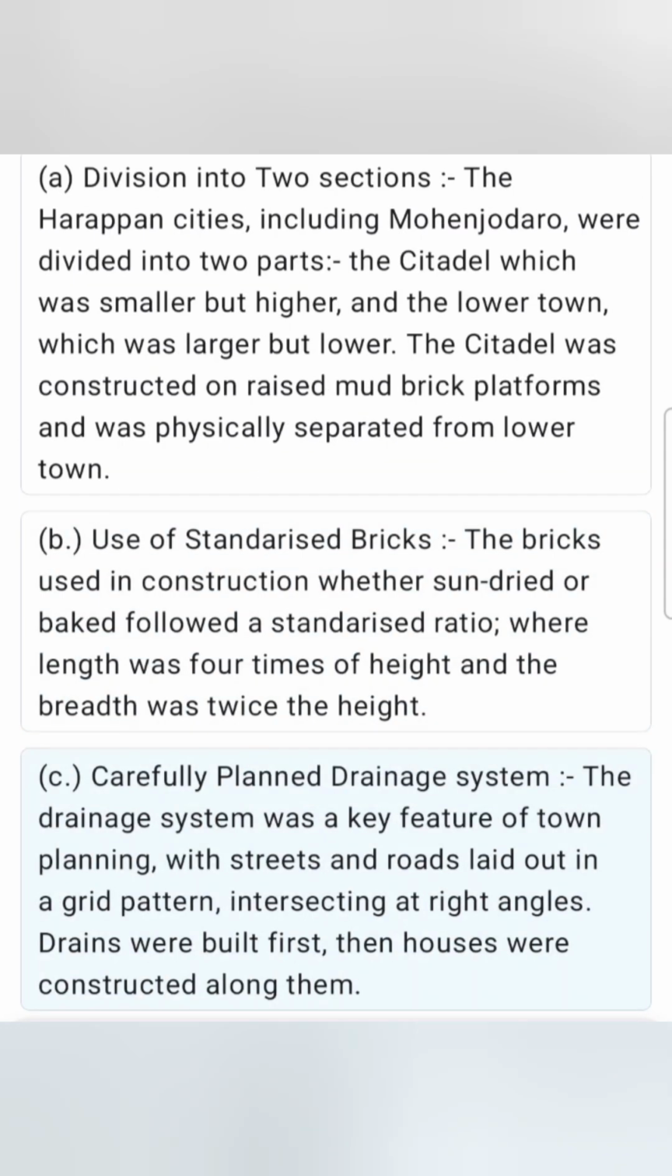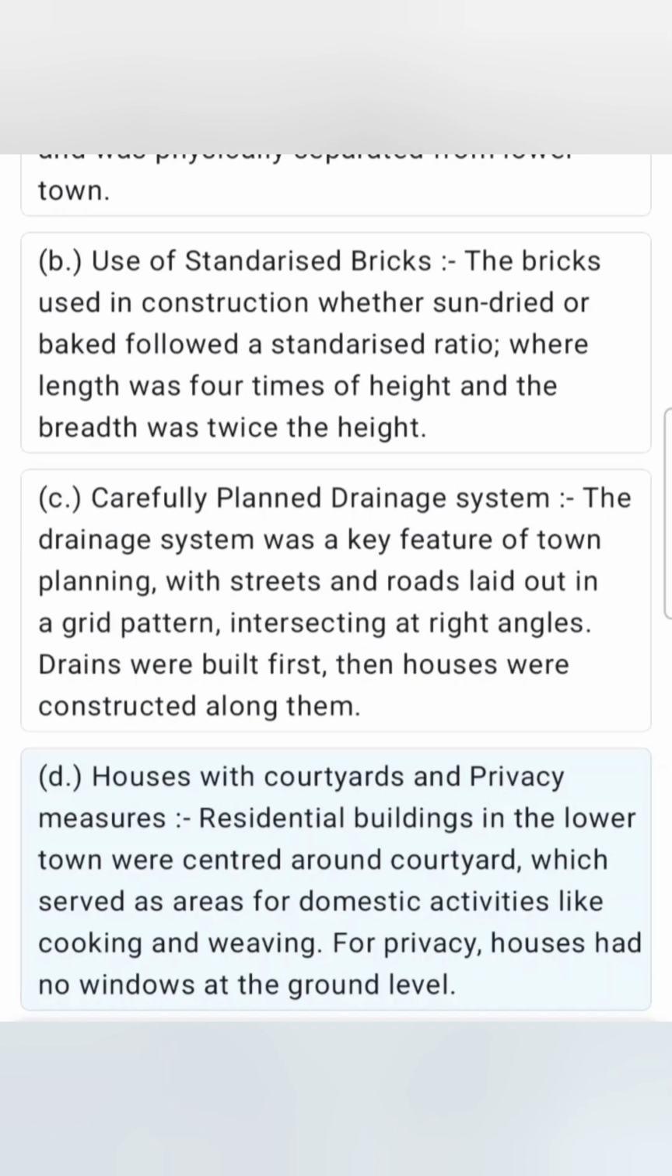The drainage system was a key feature of town planning, with streets and roads laid out in a grid pattern, intersecting at right angles. Drains were built first, then houses were constructed along them. D. Houses with courtyards and privacy measures. Residential buildings in the lower town were centered around a courtyard, which served as an area for domestic activities like cooking and weaving. For privacy, houses had no windows at the ground level.